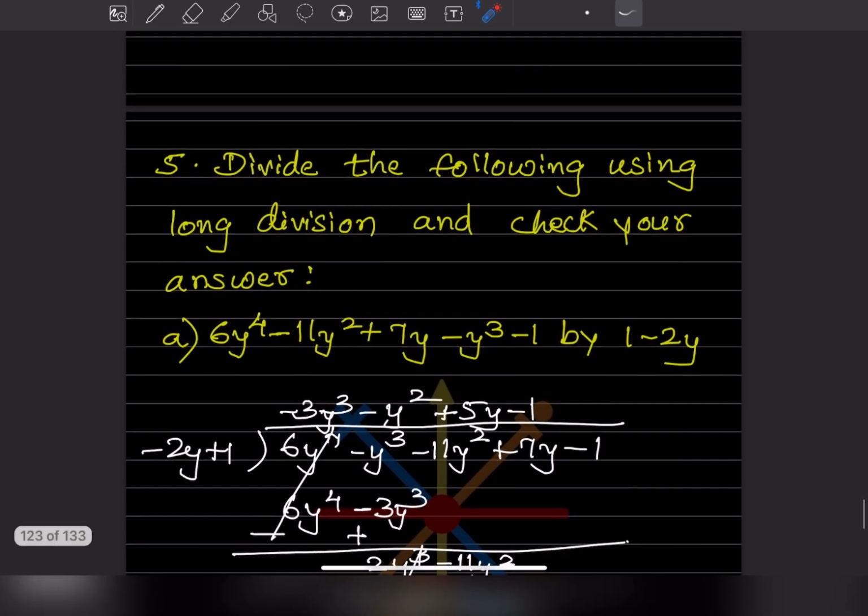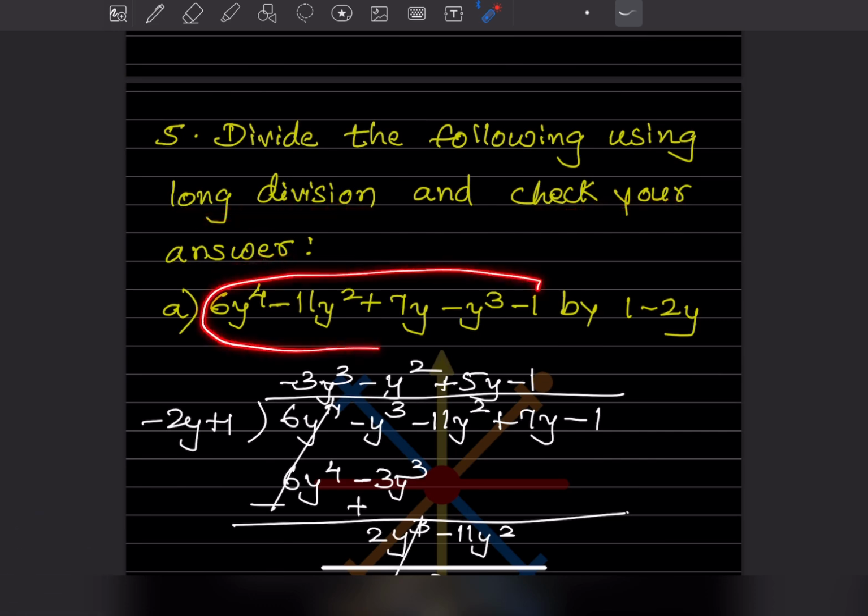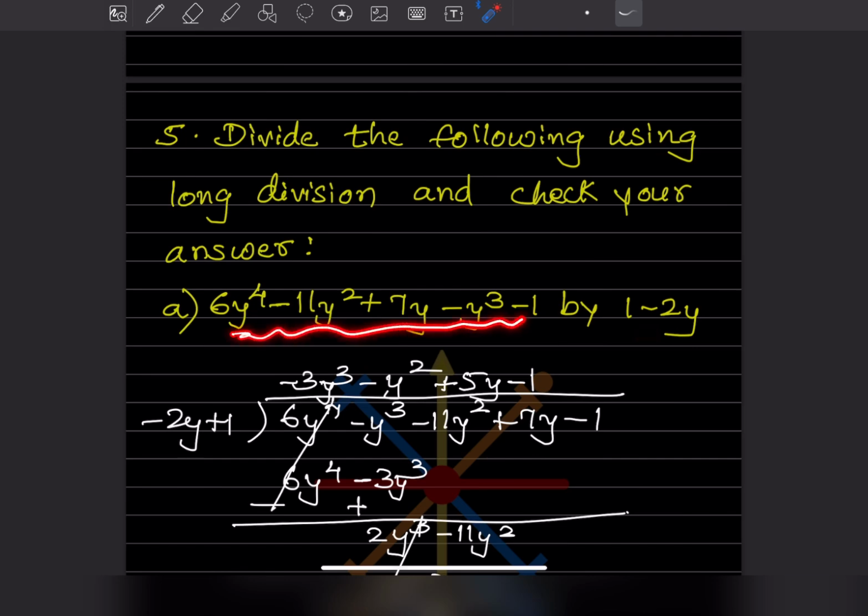Now here they said divide the following using long division, and then you have to check your answer. So this expression, we have to divide it by 1 minus 2y. So now see here, because this is 1 minus 2y. Now look at the first expression here. This is the dividend and this is the divisor.